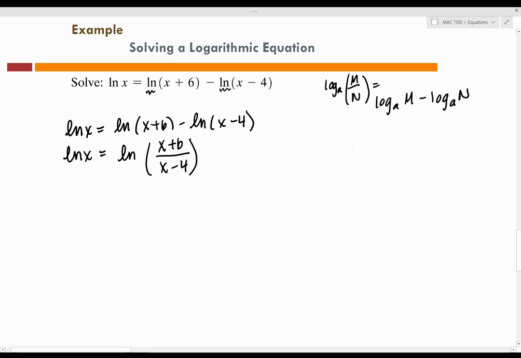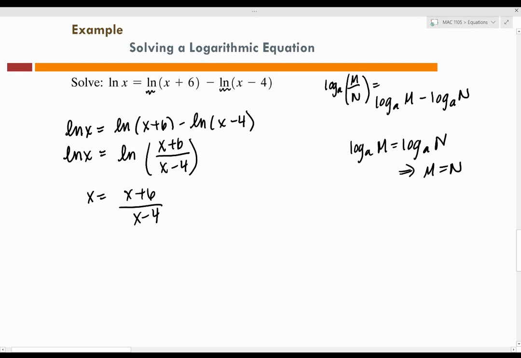So now I can use our rule that says log base A of m equals log base A of n, and we have m equals n. Okay, so I can drop the logs and set their arguments equal to each other. So I have x equals x plus 6 over x minus 4. And I can solve this.